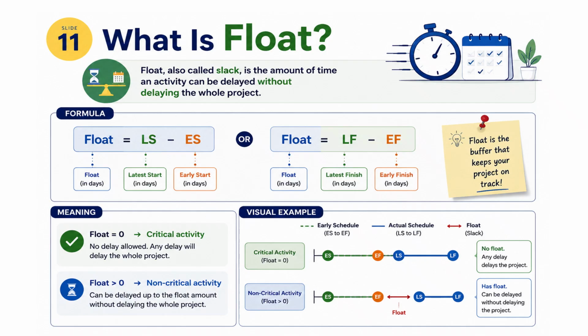If the float is more than zero, the activity is non-critical. This means the activity has some flexibility. It can be delayed within the float amount without delaying the whole project. For example, if an activity has 2 days of float, the project manager may delay it by 1 or 2 days if needed. This can help when resources are limited or when another activity needs more attention.